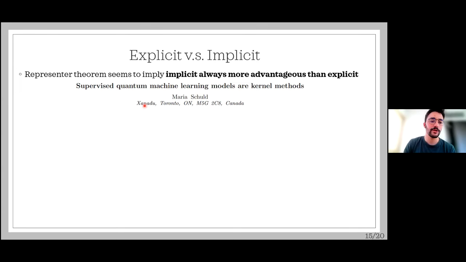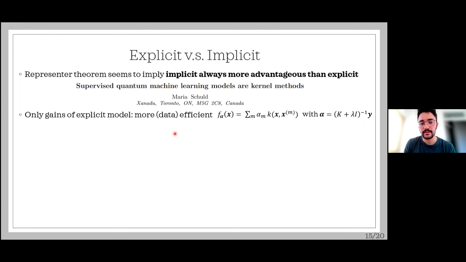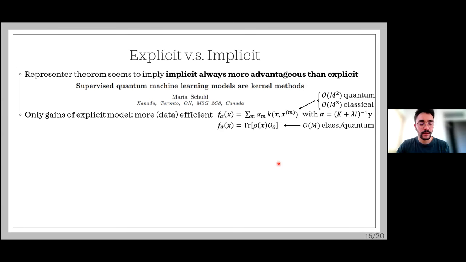What she says is exactly this, that by using the representer theorem, effectively you can always obtain a better empirical loss compared to an explicit model using the same feature encoding, right? And maybe the gain you can get out of an explicit model is just that it's slightly more data efficient, right? And this comes into how you obtain your model. So in terms of complexity, I would just... but we want to show that there is actually an advantage of explicit models outside of this efficiency. And this is how we illustrate it.